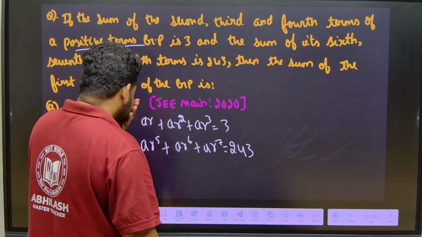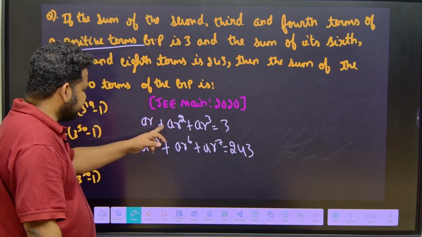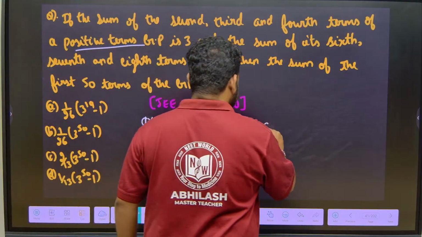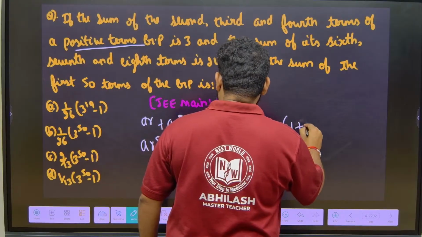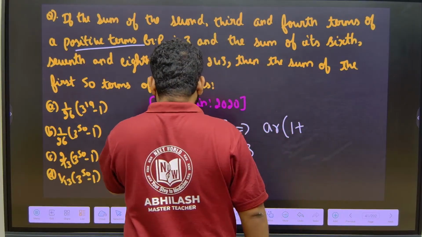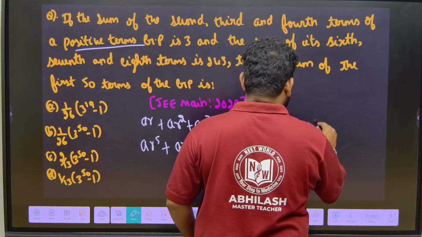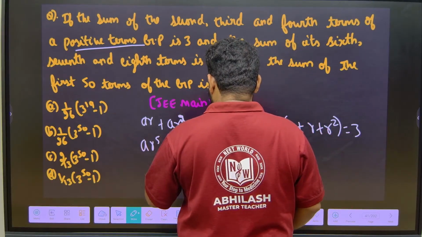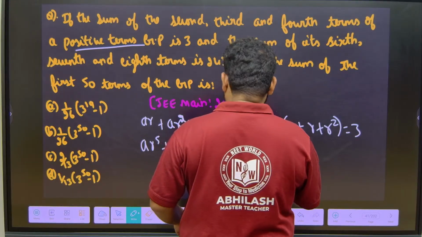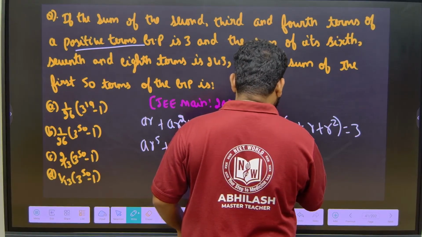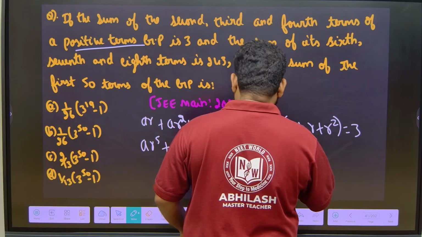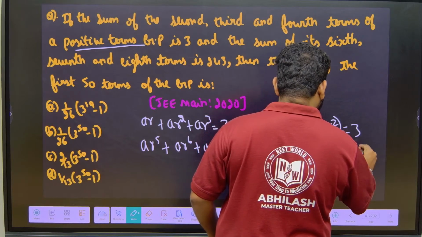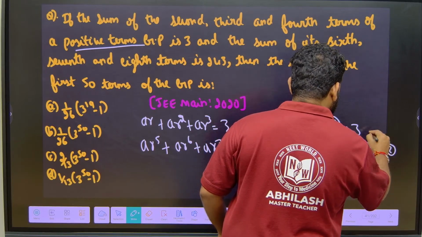Now here, what can I take common? Definitely I can take AR common here. If I take AR common here, I will get AR into 1 plus R plus R square is equal to 3. Similarly, if I take AR to the power of 5 common, this will become AR to the power of 5 into 1 plus R plus R square is equal to 243. Now this is equation 2, this is equation 1.